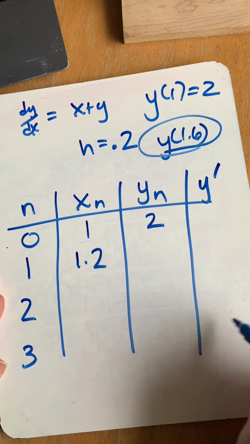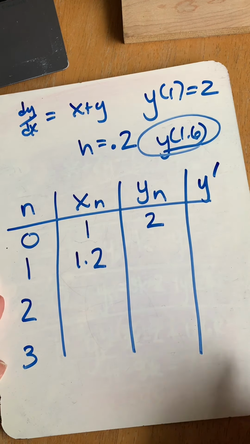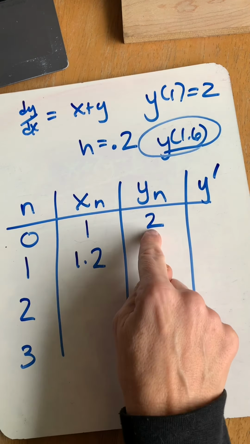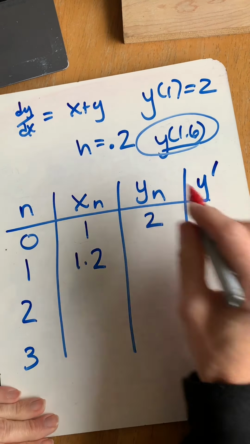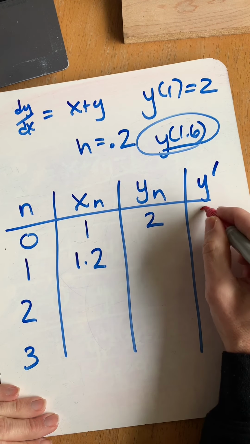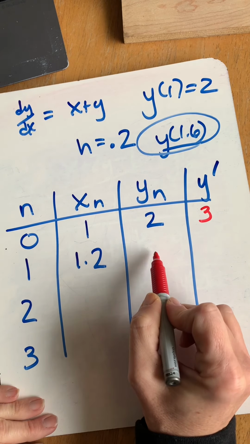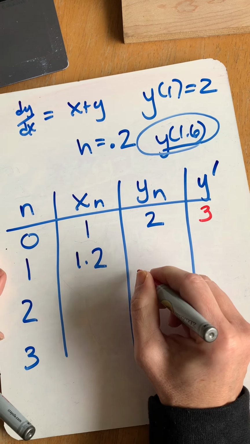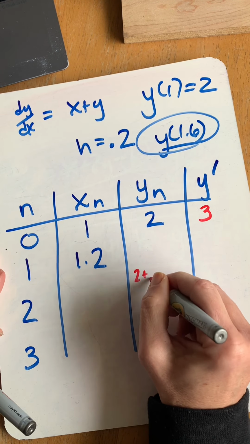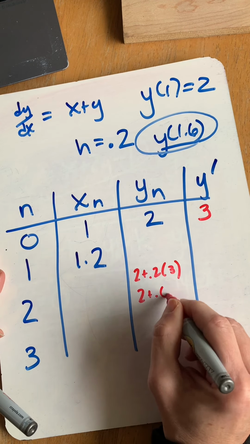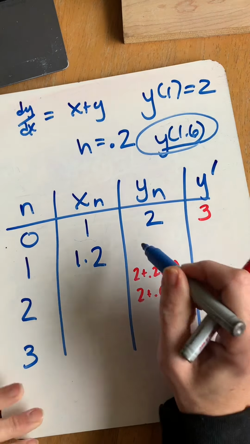And they don't require you to put any y prime in, but you're going to need to find y prime to continue along the chart. So we're going to need to find that derivative. So the derivative by finding x plus y, so that's 3. So now our next step, we add 0.2. So what's our next y? Our next y is the y that came before plus the step size times the derivative. So 2 plus 0.6, so we got 2.6.